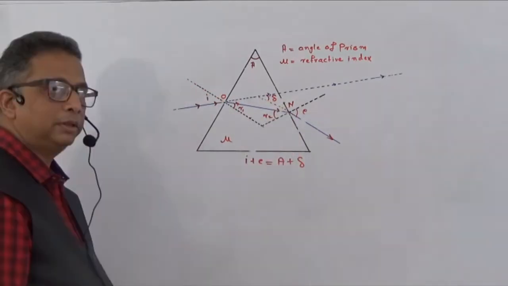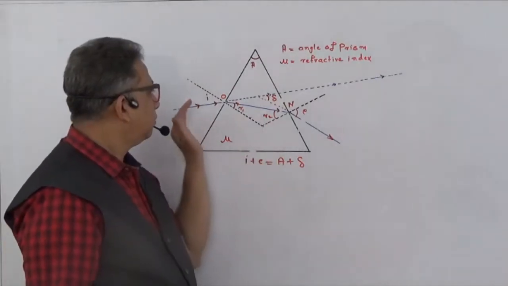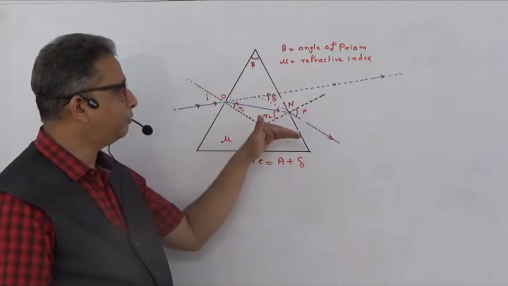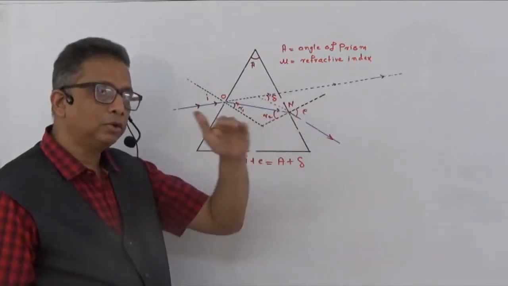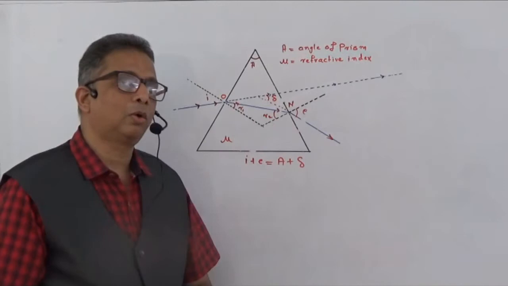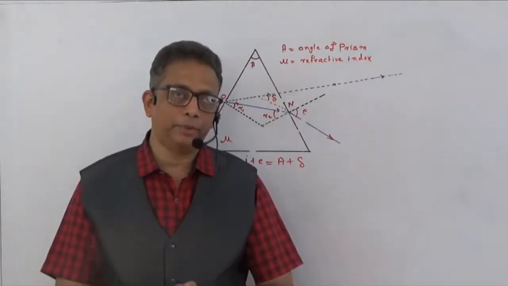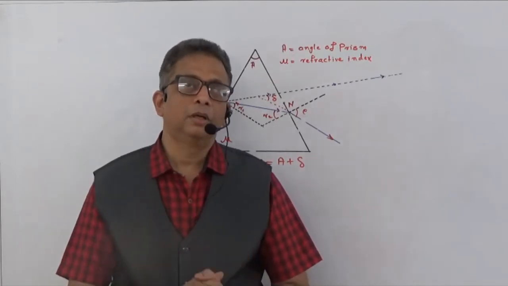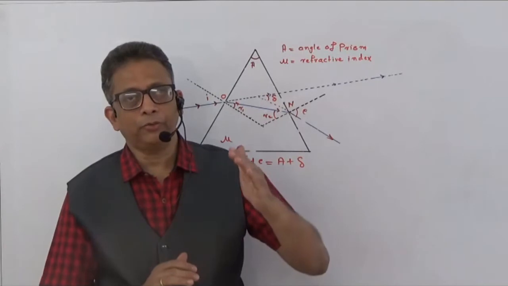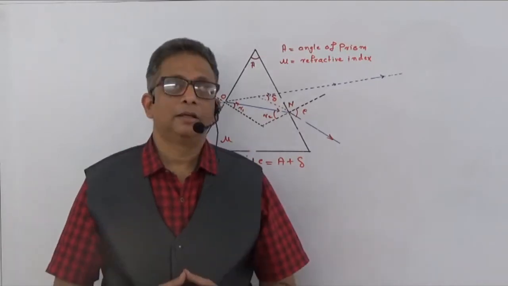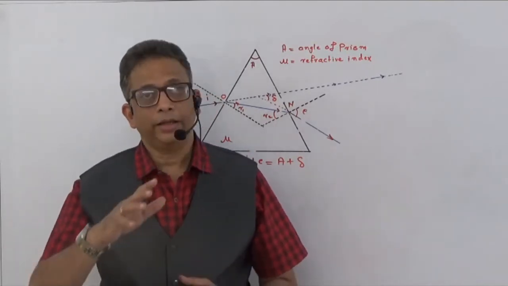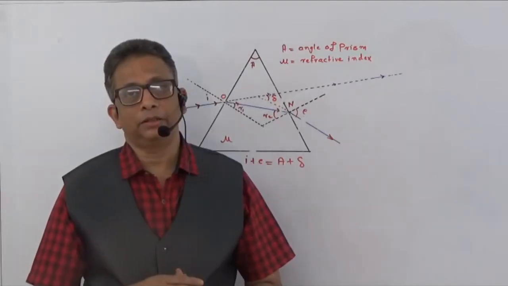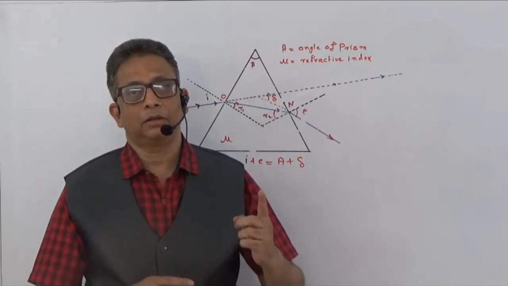So what we see is that for an increasing angle of incidence, the angle of deviation starts reducing. It goes to a minimum value which is called delta m, that is the minimum angle of deviation of a prism, which is defined for different prisms. And after that, when you further increase the angle of incidence, the angle of deviation starts increasing, which means there would be two angles of deviation for two different angles of incidence.